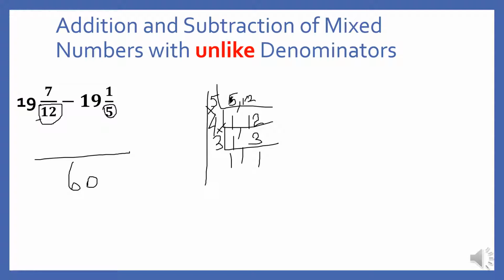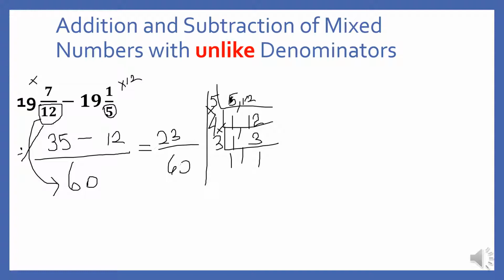All right, the same rule applies. I am going to divide and then multiply. 12 can go into 60 five times, and 5 sevens are going to give us 35. You're going to write that here. Minus 5, and 5 can go into 60 how many times? 12 times. 12 by 1 is going to give us 12. So now that we found the LCM and we have common denominators, all we need to do is subtract the numerators. 35 subtract 12 is going to give us 23 over 60.